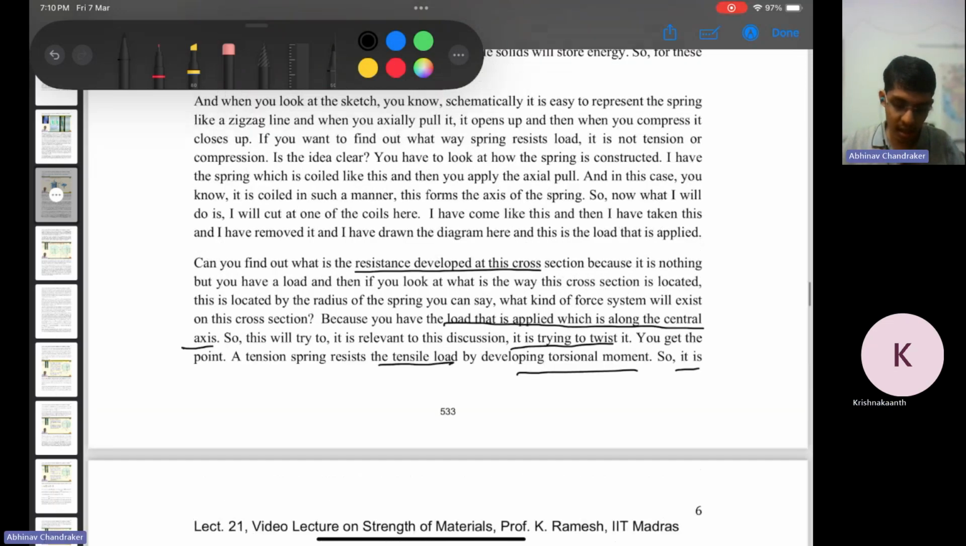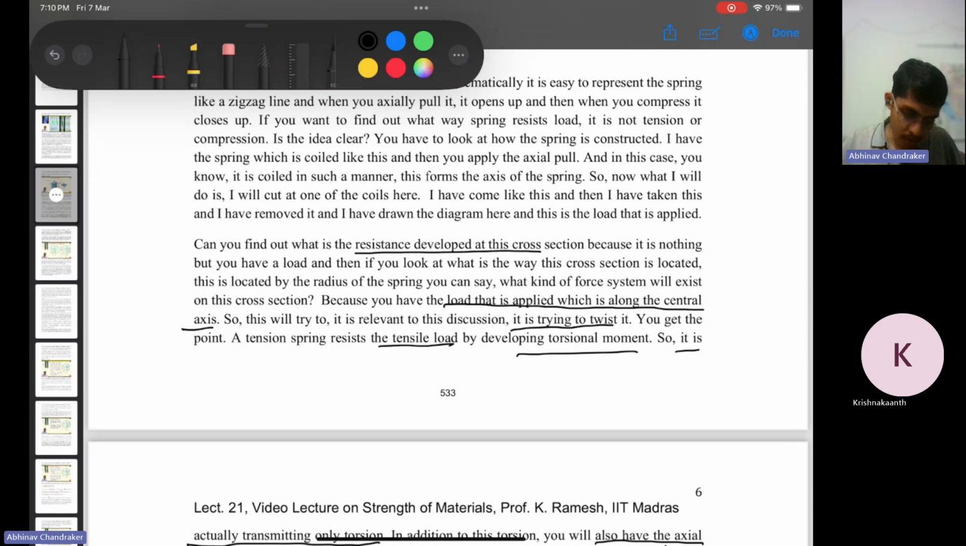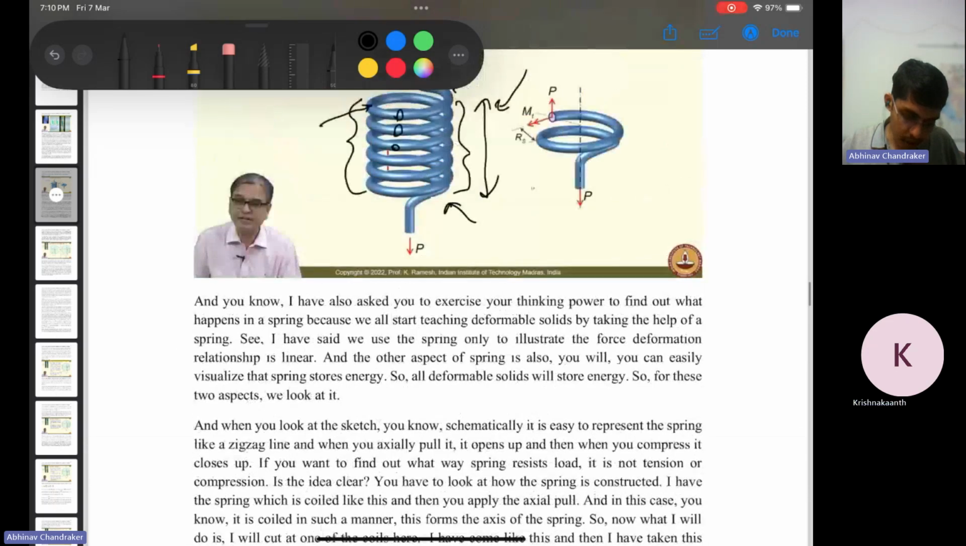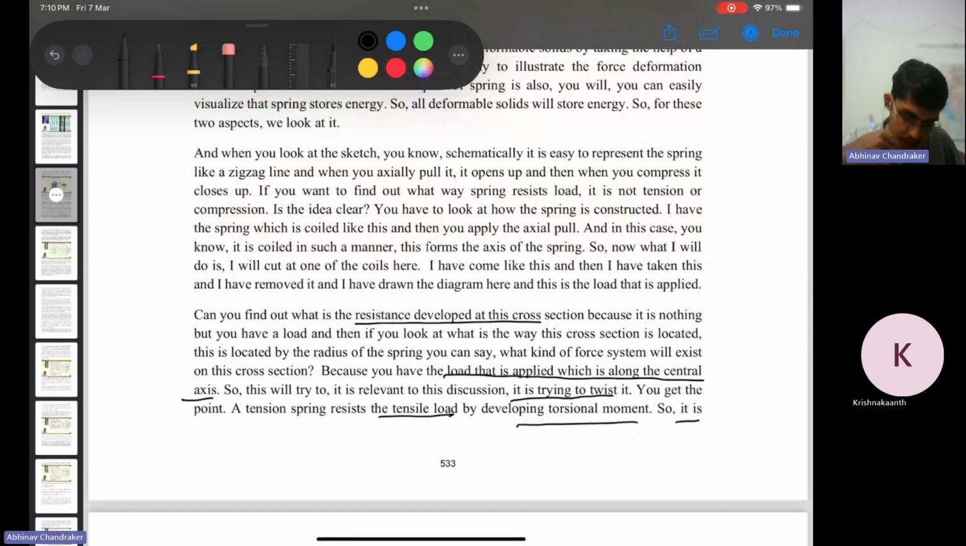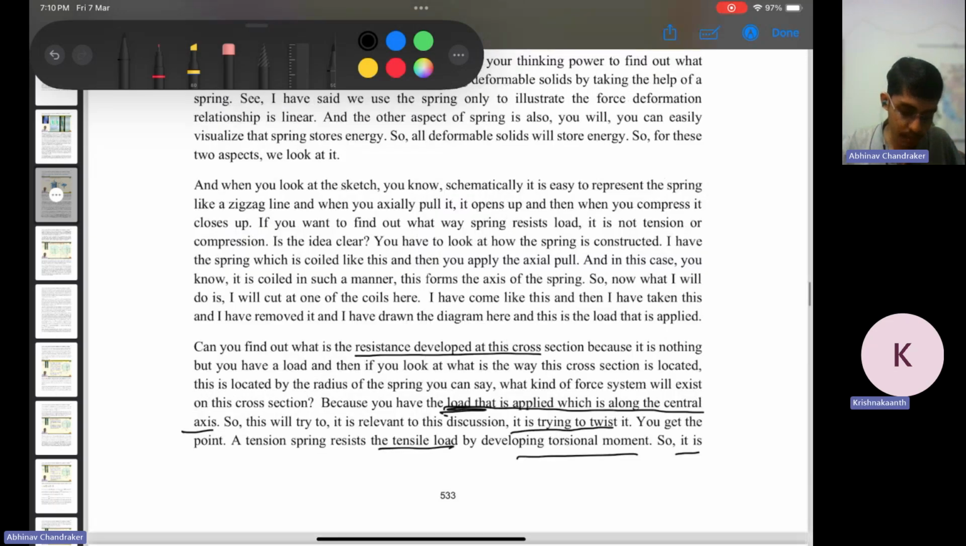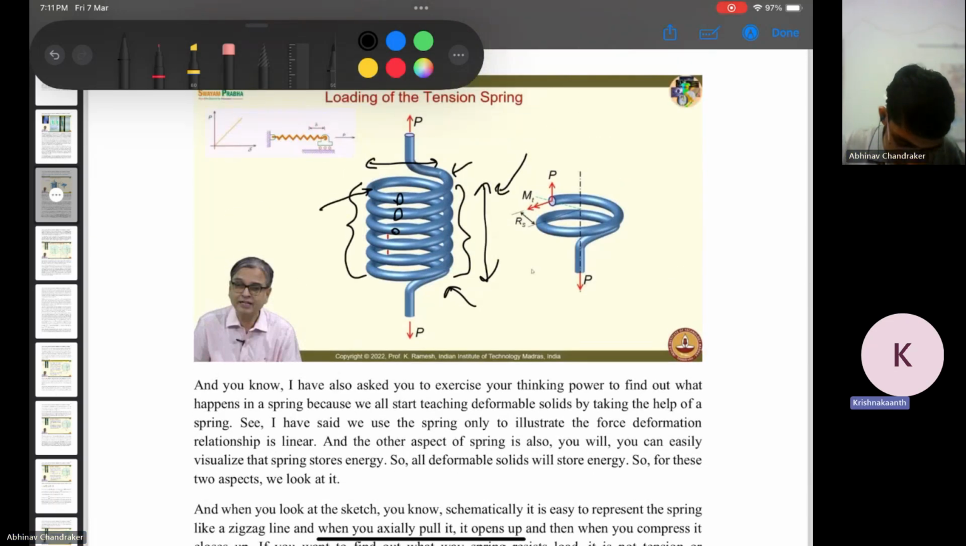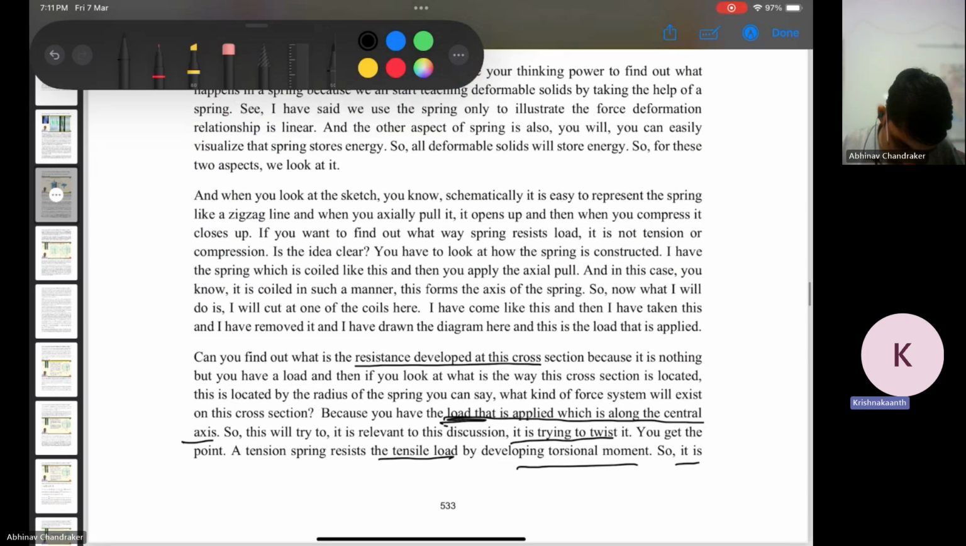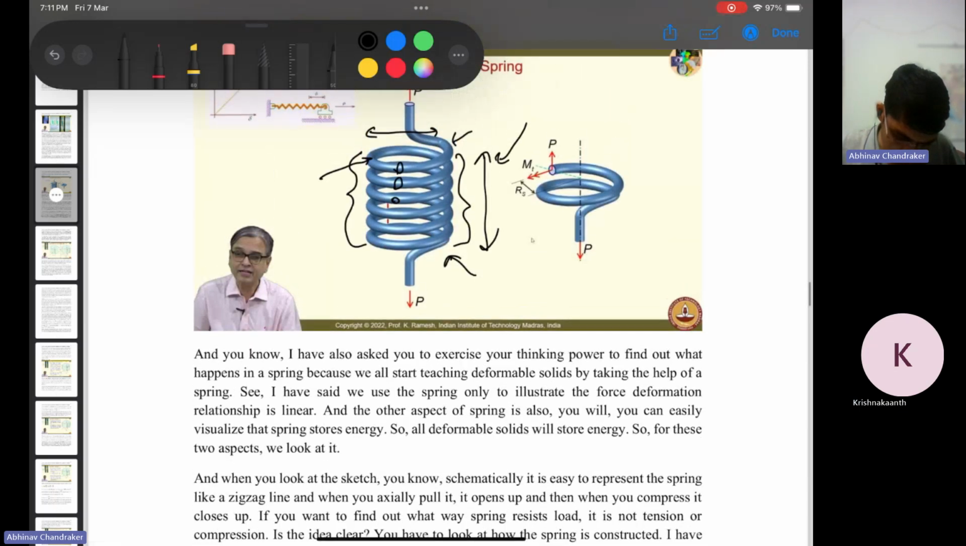So what sir is saying is that if you look at this loading, with respect to the central axis there is a load being applied, a tensile load on the spring. So this load is trying to twist it with respect to the central axis. With respect to this axis, you have this load P.